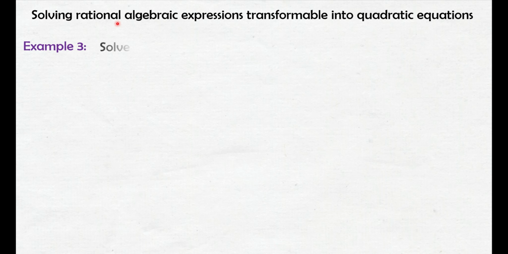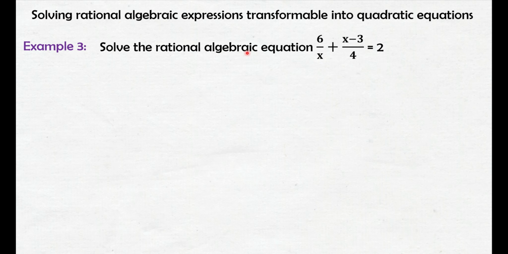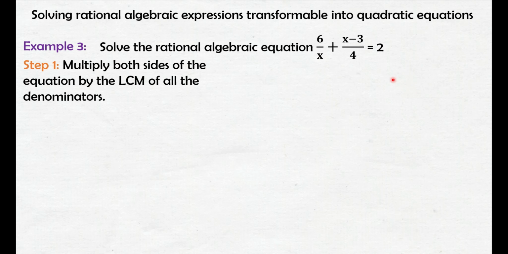Okay, example number 3. Solve the rational algebraic equation 6 over x plus (x − 3) over 4 equals 2. Okay? So, paano ba i-solve ito? So, step 1, multiply both sides of the equation by the LCM of all the denominators. So, ang gagawin natin, kukunin natin yung LCM ng mga denominators niya.